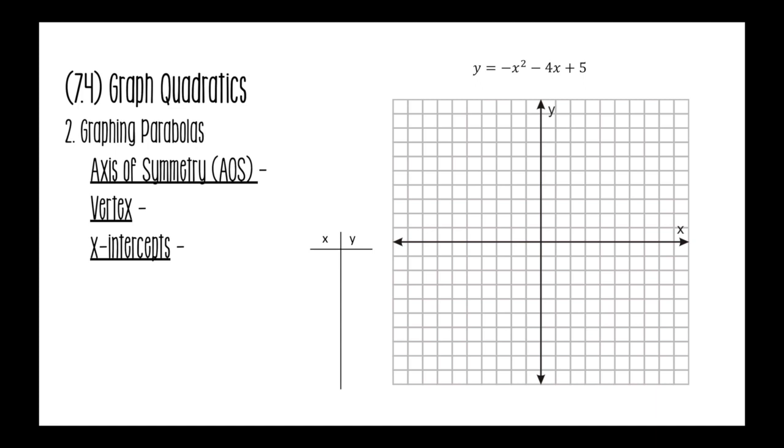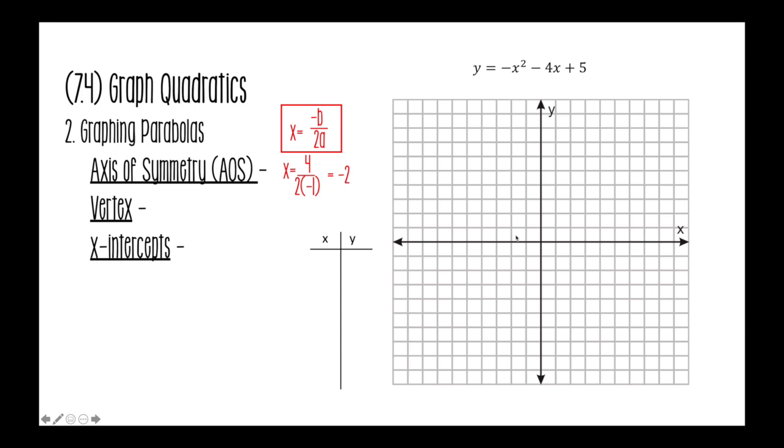So once again, the first thing I'm going to look at is the axis of symmetry, and that's going to be the opposite of b divided by 2a. So if I do the opposite of -4, that's +4 divided by 2 times -1. That gives me 4 divided by -2, which is -2. So that's my x value for the vertex.